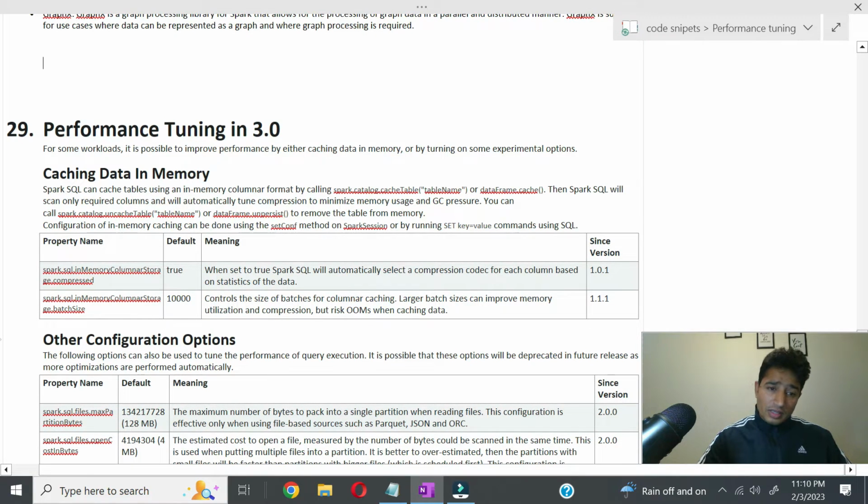Which configuration you can set in spark.conf.set on the Spark session. You can set spark.sql.inMemoryColumnarStorage.compressed to true. When this property is set to true, Spark SQL will automatically select the compression codec for each column based on statistics. This one is available from Spark 1, nothing new.